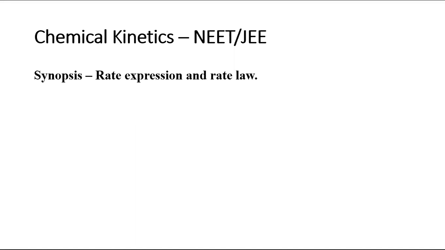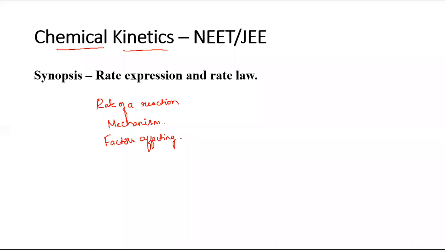Let us start with the NEET and JEE concepts related to the chemical kinetics chapter. Chemical kinetics is an important chapter which comes under physical chemistry. It is a branch of physical chemistry which deals with the study of the rate of a reaction, its mechanism, and the different factors affecting the rate. These are the three concepts which are mainly involved in this chapter.